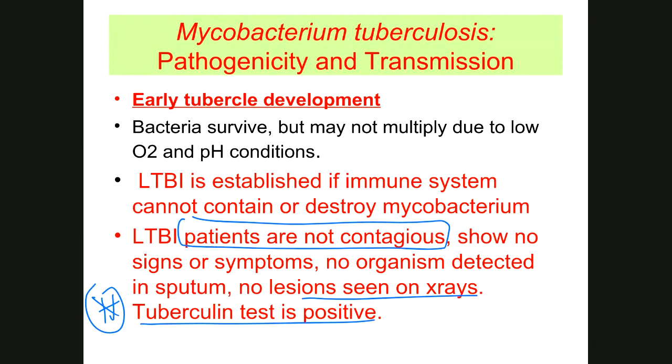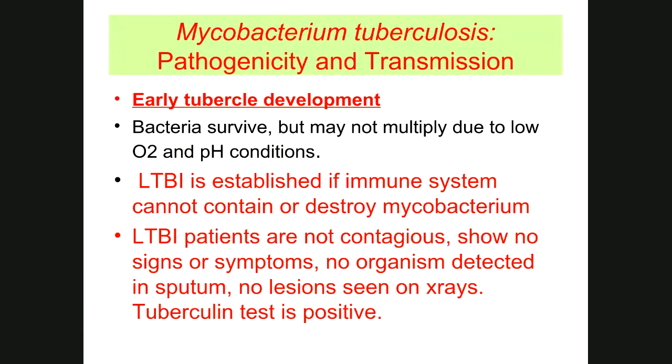In the tuberculin test, what they do is they inject in the skin a little piece of the bacteria. And since the patient has a latent tuberculosis infection, they are going to have antibodies against the bacteria. And when it is injected under the skin, the antibodies will act and create a positive tuberculin test.